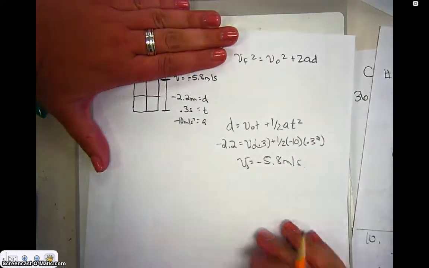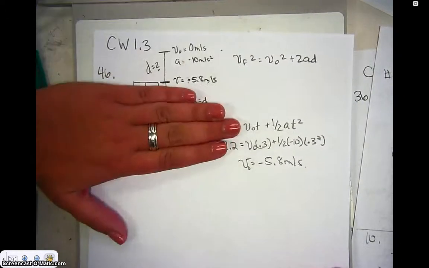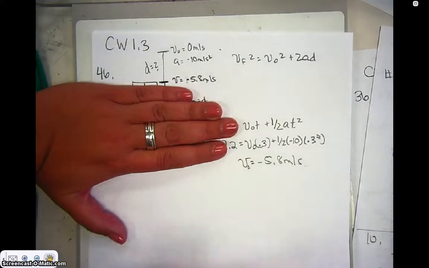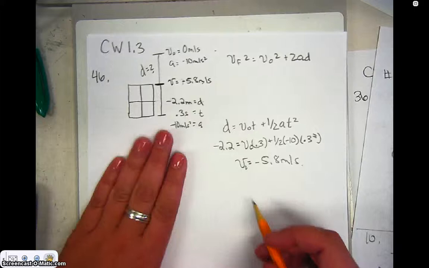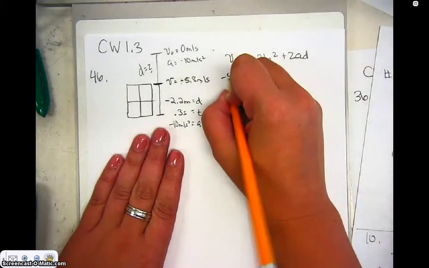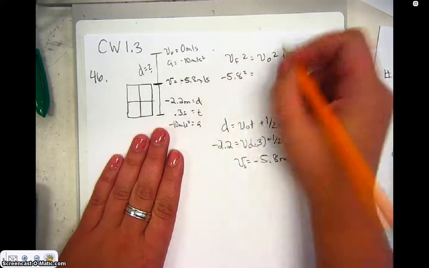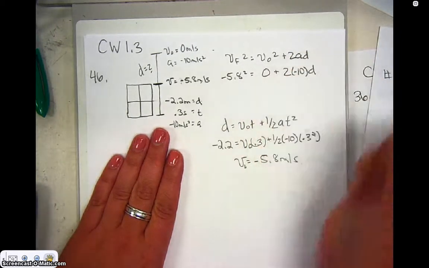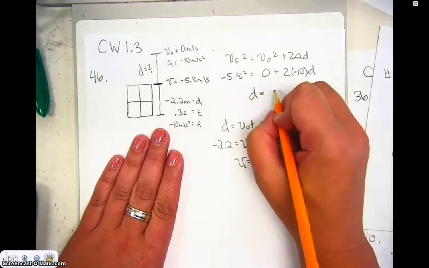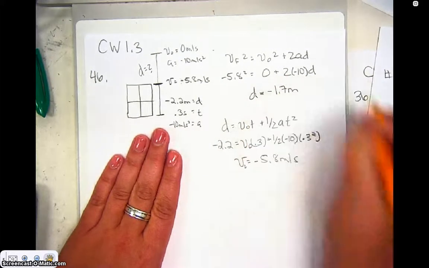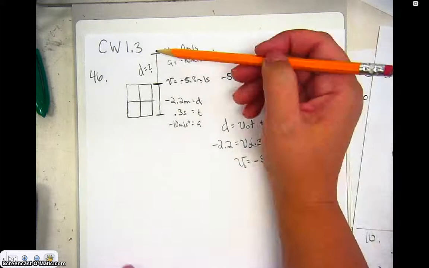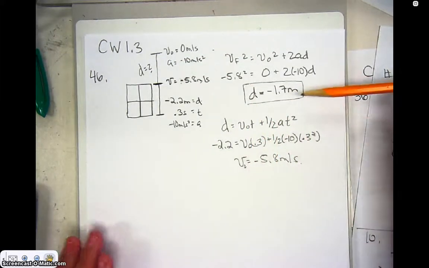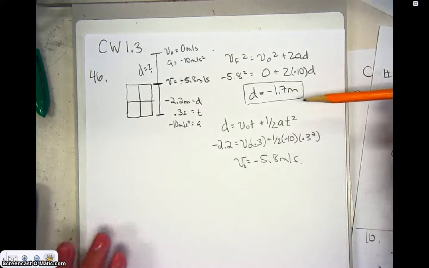For the bottom half of the problem, we call it V initial. For the top half of the problem, we now call it V final. We define the parameters of our scenario. As long as we're doing it accurately, it's fine. So now I have everything I need to solve this. I just plug in here, negative 5.8 squared equals 0 plus 2 times negative 10 times D. If I solve that, I get D equals negative 1.7 meters. Negative meaning that the rock had dropped 1.7 meters. So we would say that the rock was dropped from 1.7 meters above the window.